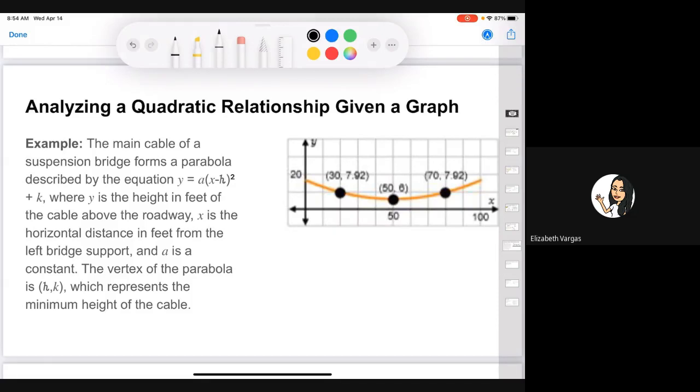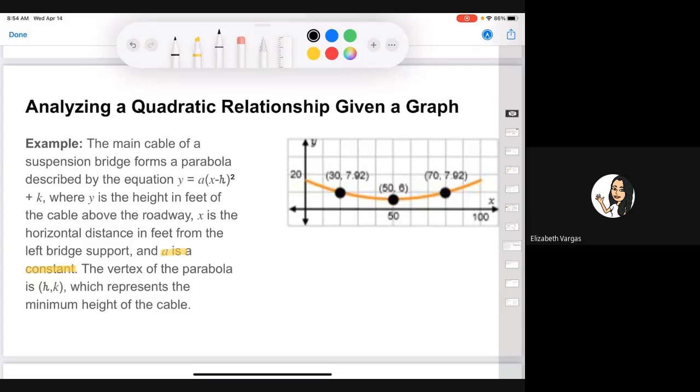So here you're told the main cable of a suspension bridge forms a parabola described by the equation, and we're given an equation where y is the height in feet of the cable above the railroad, x is the horizontal distance in feet from the left bridge support, and a is a constant. So a is our constant. We're more than likely going to have to solve for that constant in this part of the equation. The vertex of the parabola is hk, which represents the minimum height of the cable.